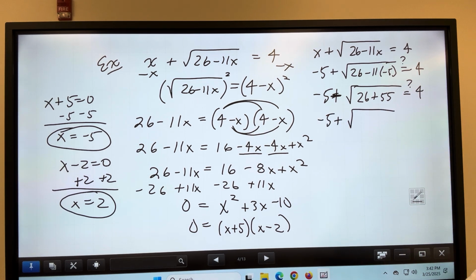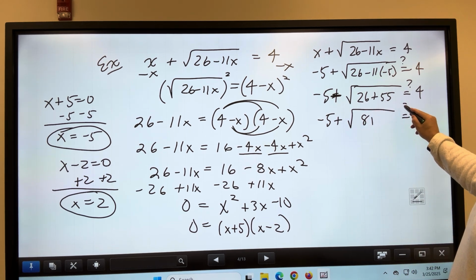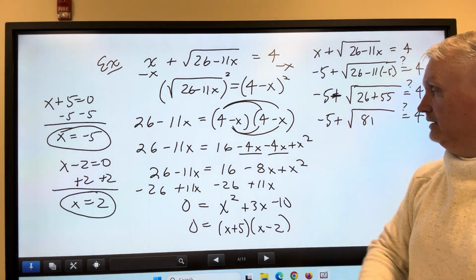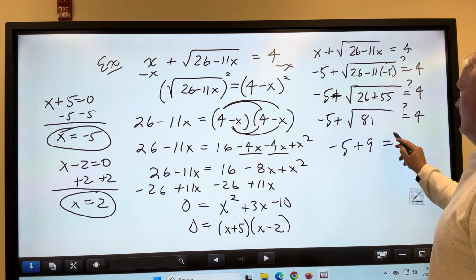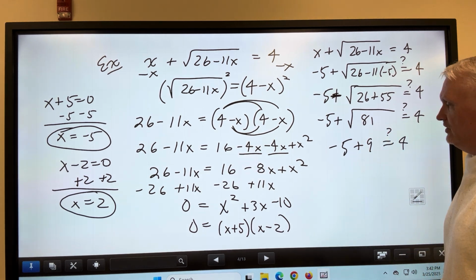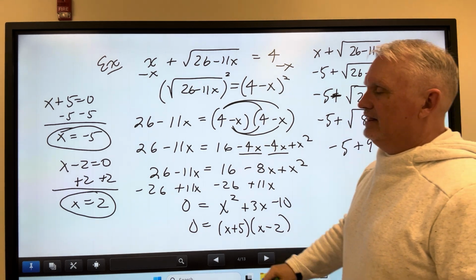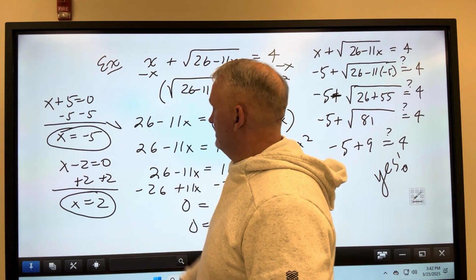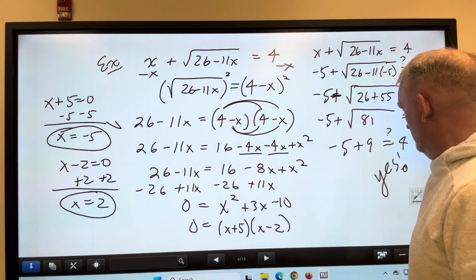When I add these two things together, I get 81. Does that equal 4? Well, the square root of 81 is 9. So negative 5 plus 9, does that equal 4? Well, the answer is yes. Great. This is a solution. Yes. Now let's find out if the other one is a solution.